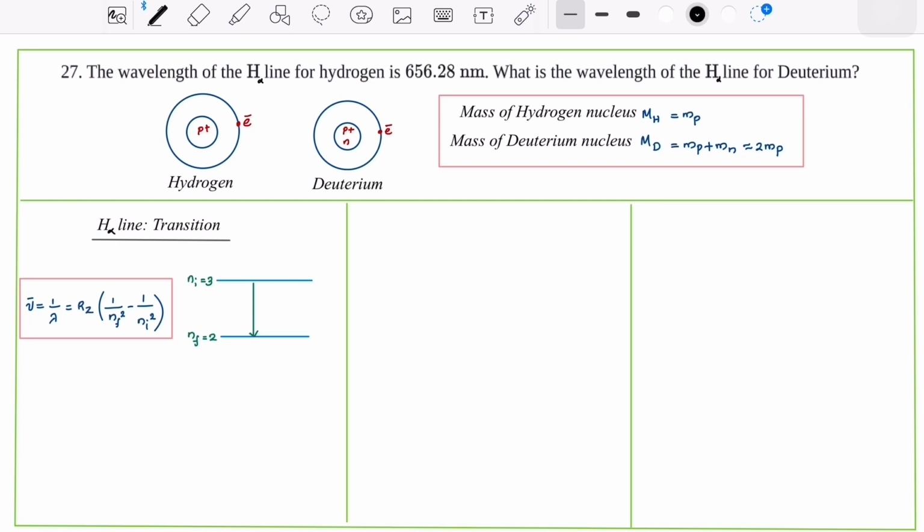What is the H alpha line transition? It is a transition from Ni = 3 to Nf = 2. And remember, for hydrogen atom, the nucleus contains proton only, and for deuterium, the nucleus contains both proton and neutron.